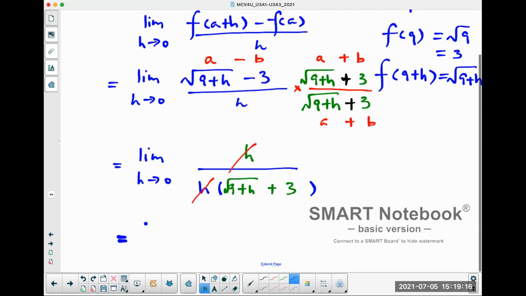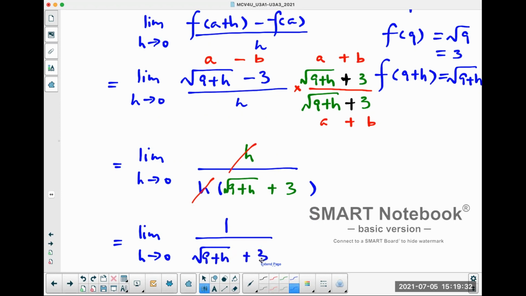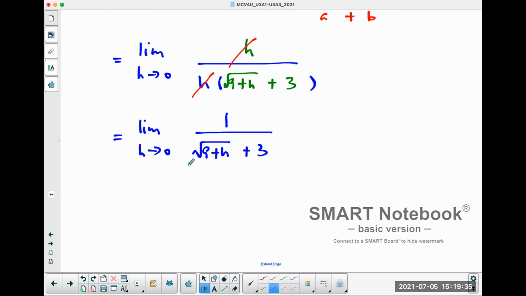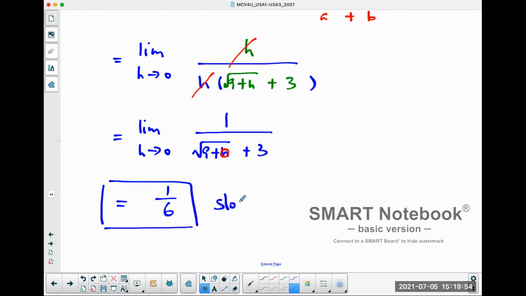Oops, I don't want that thick. Limit as h approaches 0, those two things cancel. So you have 1 over the square root of 9 plus h, plus 3. That's your final answer. Except now that h is so small, it's like 0. Well, if this is 0, then this is the square root of 9. The square root of 9 is 3. 3 plus 3 is 6. So the final answer is 1 over 6. And this is your slope of the tangent.